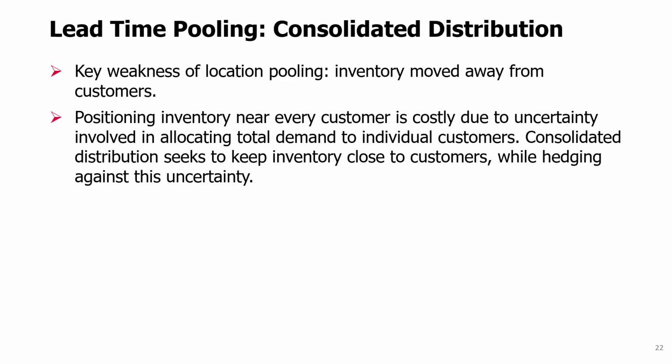Lead time pooling, consolidated distribution. So this is the first topic on lead time pooling. We have two types of lead time pooling. The first of them is consolidated distribution, and this is an alternative to location pooling. And the second one will be delayed differentiation, and it will be an alternative to product pooling.